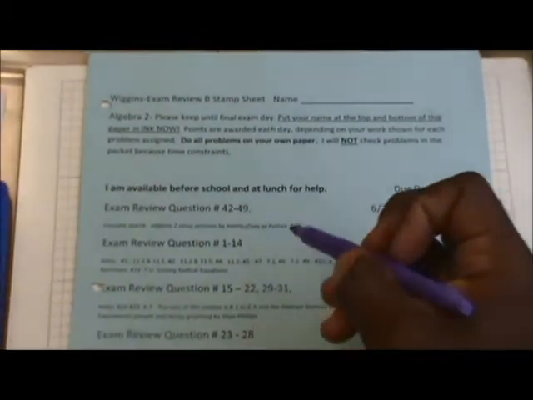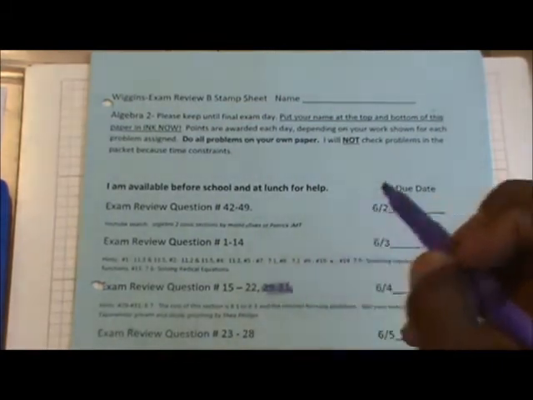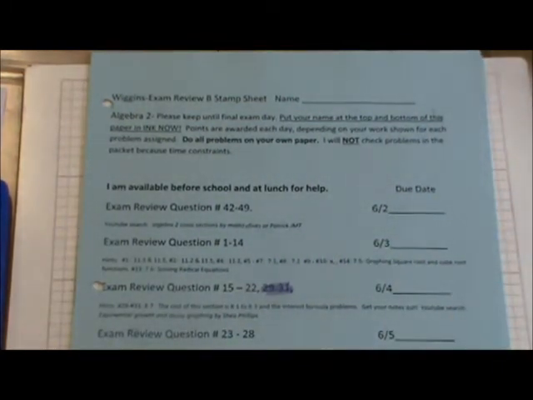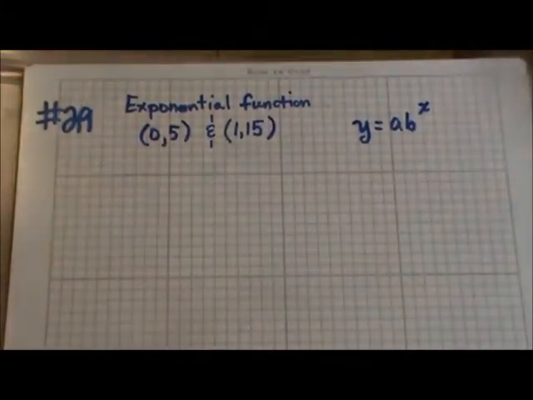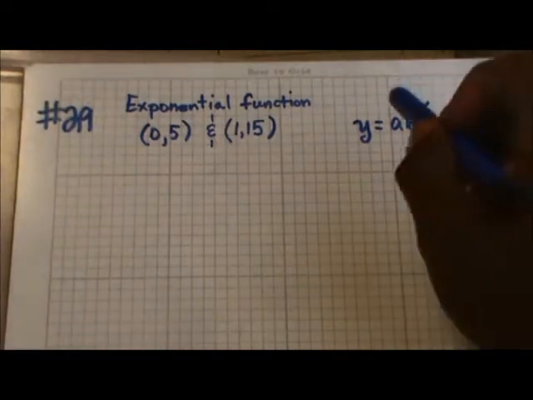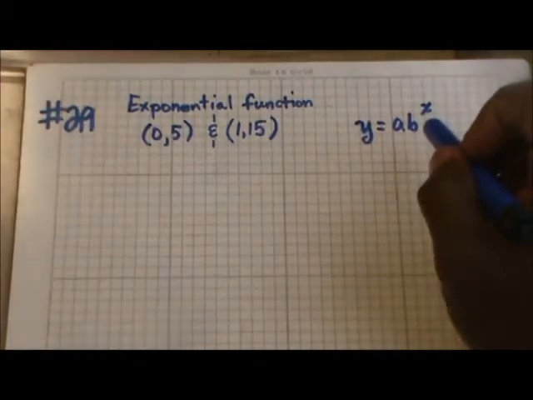In this video, we are going to finish stamp number 3, doing problems 29 through 31. Number 29 says, write an exponential function of the form y is equal to ab to the x, whose graph passes through the points (0, 5) and (1, 15).